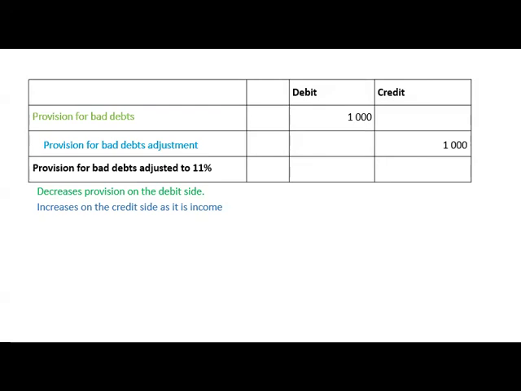I prefer the debit first. The debit first all the time.